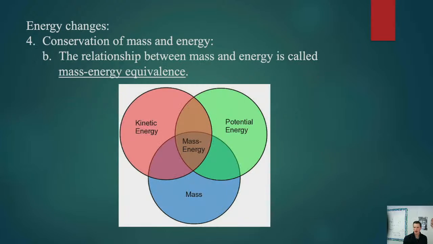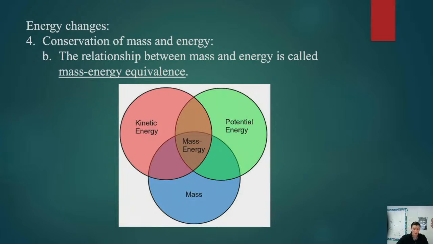The relationship between mass and energy is called, and you want to know this term, mass-energy equivalence. Look at the chart for an example. You have kinetic energy as a separate thing, mass is separate, and potential energy. They're all separate things, but when you put them all together, they end up in the same thing. So you have potential energy, kinetic energy, and you also have mass. Something that's doing all three things is this mass-energy equivalence. And we're going to see an equation that goes with this conservation of mass and energy.